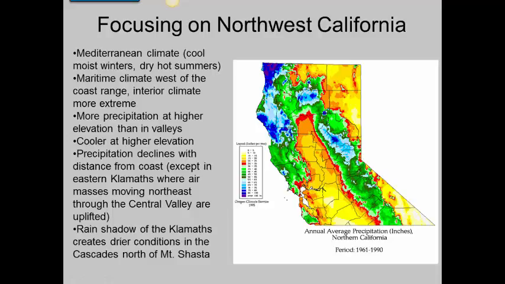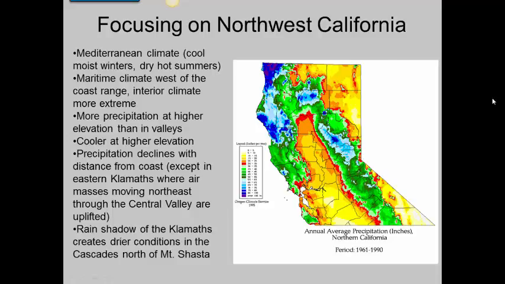We see in general that precipitation is declining with distance from the coast, except for in this region where we actually see it's a little bit higher than it was west of the Klamath Mountains. So what's going on here is air masses in the winter often come up the Central Valley, and as they rise, they drop a lot of moisture in this central region of Northern California.